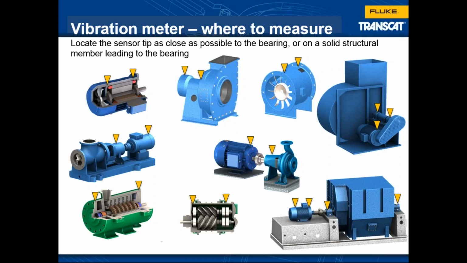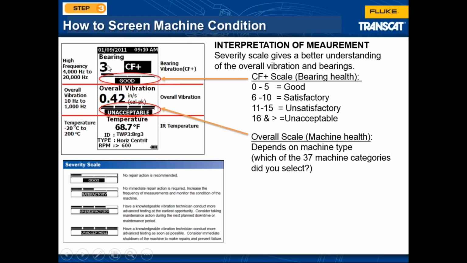How do you read the results? Pretty straightforward. You're going to get three numbers. You're going to get an overall vibration number, a bearing impacting number, and a bearing temperature number. It's going to compare that to the machine type that you have, and it's going to tell you whether the machine condition and the bearing condition are good, satisfactory, unsatisfactory, or unacceptable.